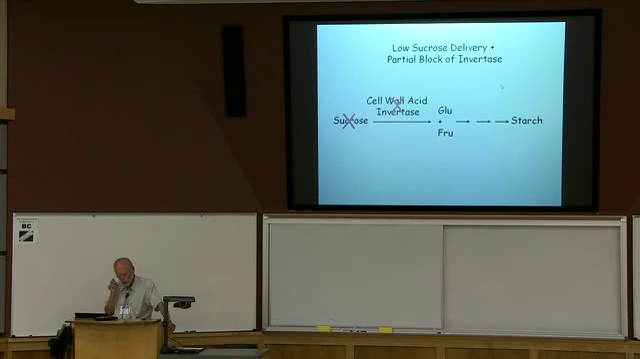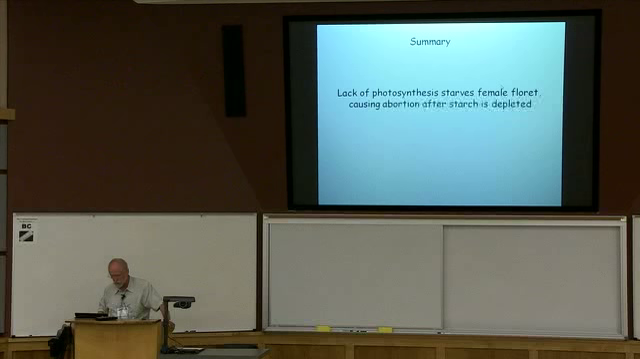So there are 2 blocks here, one of which we can reverse completely. That is sucrose, with our sucrose feeding. But we have not so far achieved complete reversion of cell wall invertase, but we can achieve partial. Okay, so in summary, the lack of photosynthetic reserve starves the female floret, and seems to trigger abortion after the starch is depleted in these structures.